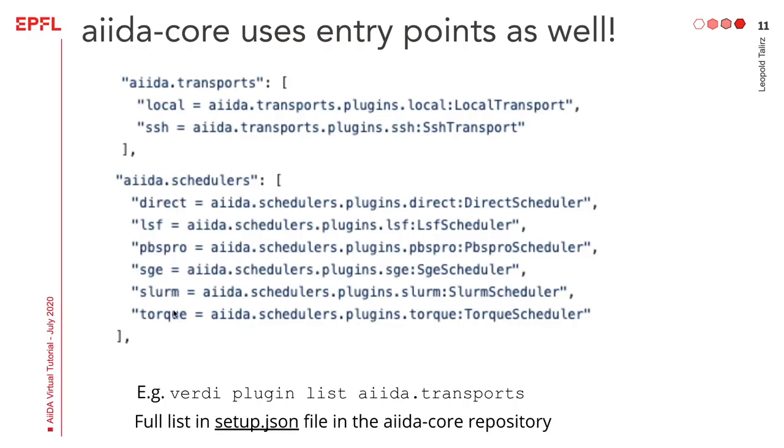And this is the list of schedulers that ship with AiiDA. So we have the direct scheduler, which simply directly runs the calculation you want to run. You have the LSF, PBS Pro, SGE, Slurm, and Torque plugins. But if your supercomputing center has a custom scheduler that is not supported by default, you can simply create a scheduler plugin to support it.